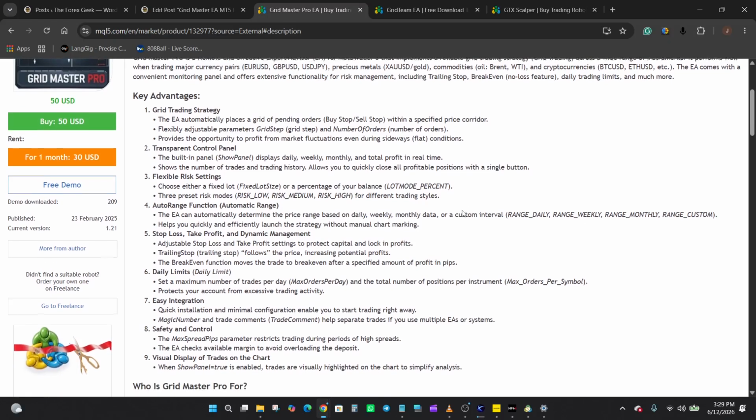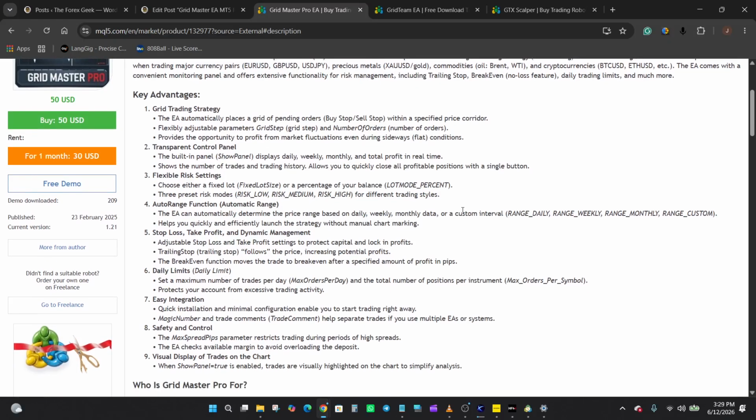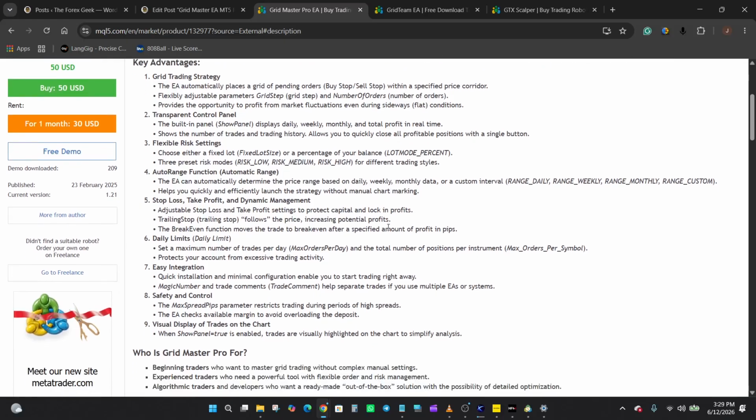As I continue through the feature list, the EA offers a high degree of flexibility in how the grid is configured. Users can define the number of pending orders, adjust the spacing between grid levels, and choose whether the system operates in buy only, sell only, or both directions. The AutoRange function is another notable feature because it can automatically calculate trading ranges using daily, weekly, monthly, or custom historic data, reducing the amount of manual chart preparation required.